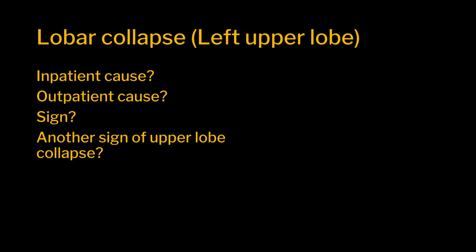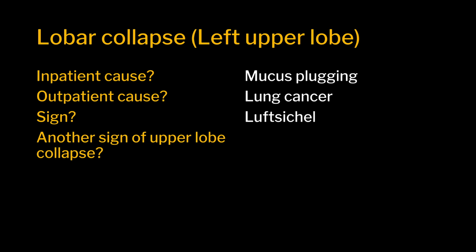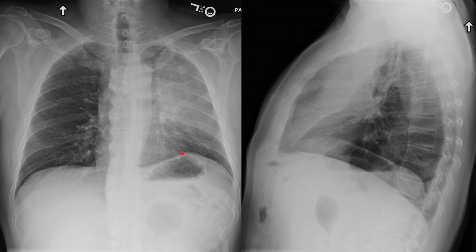Some corollary questions that you could get in this example are, what's the most common inpatient cause, which would be mucus plugging. Outpatient cause, we would think about lung cancer. The sign, which is that lucency between the aorta and the opacity, is called the Luftsichel sign, or air sickle. Another sign of upper lobe collapse is the juxtaphrenic peak sign. This is the part of the diaphragm that pokes up, and you get it whenever there's upper lobe collapse. In this case, there's left upper lobe collapse, so we have a left juxtaphrenic peak, but you can have a right juxtaphrenic peak with a right upper lobe collapse.